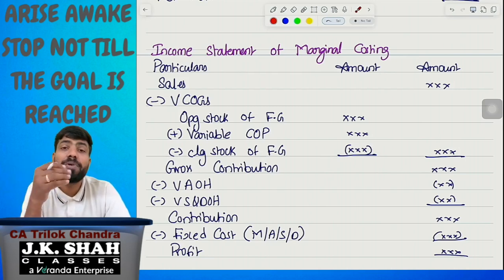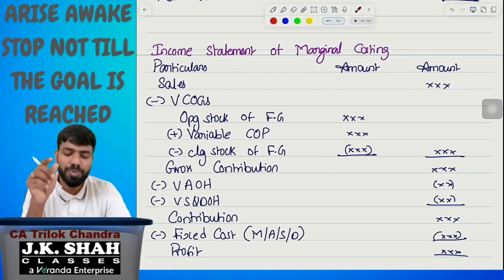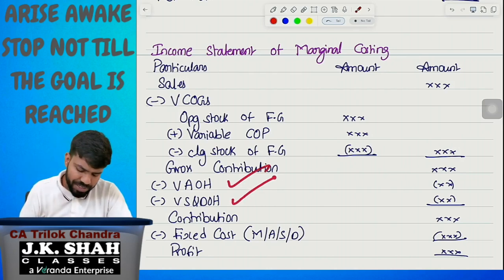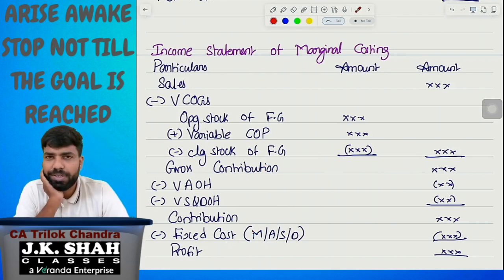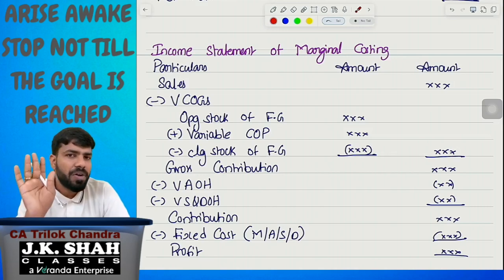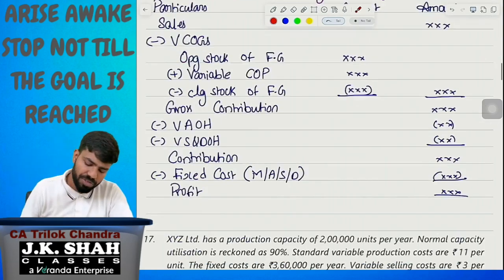Opening stock plus variable cost of production minus closing stock, we'll get variable cost of goods sold, we'll get the gross contribution. Then we'll reduce the variable administration, selling and distribution overhead, we'll get the contribution. Minus fixed cost, we'll get the profit. This is the format of the absorption costing and marginal costing. Simple. Are you understanding? Okay, now let's start doing the question based on this concept.